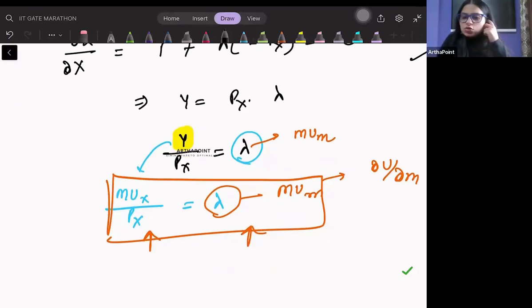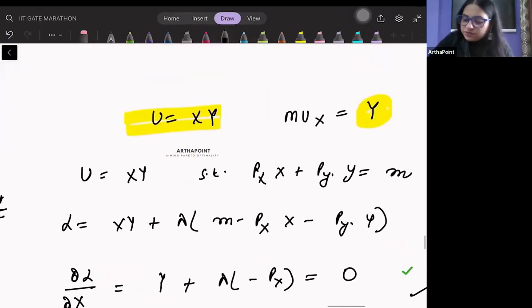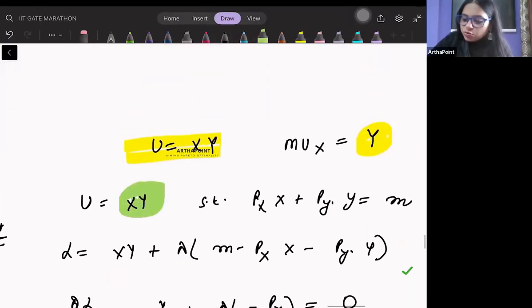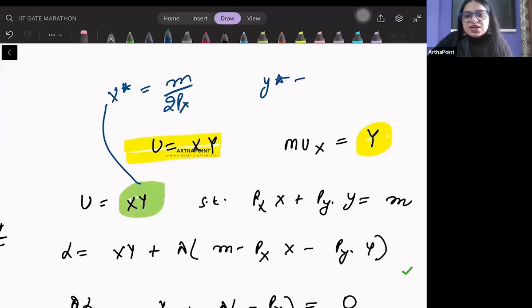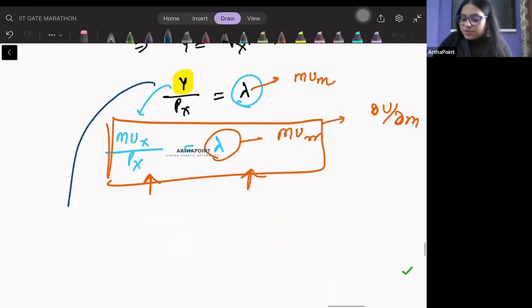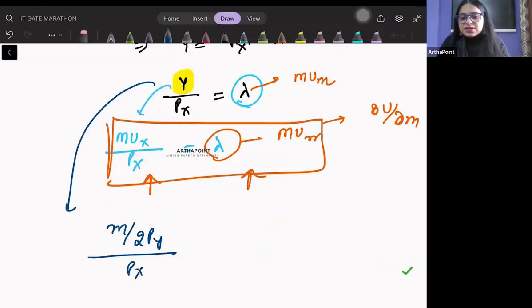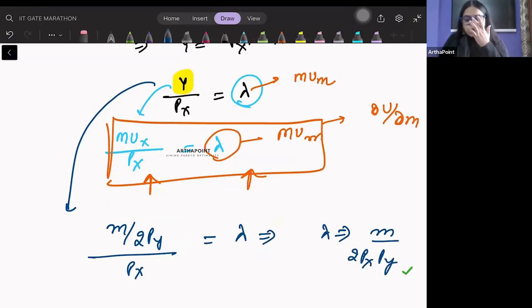Not necessary. So if you remember, look, whenever you solve this utility function, I know that my x star comes out as m by 2px and y star comes out as m by 2py. So if I consider that, then the value of y that I finally get is m by 2py divided by px. So the formula for the marginal utility of money that I get from here is m by 2px py. So I don't have to know what x and y are. Even if you just give me income and prices, I can find this value of lambda. It will be m by 2px.